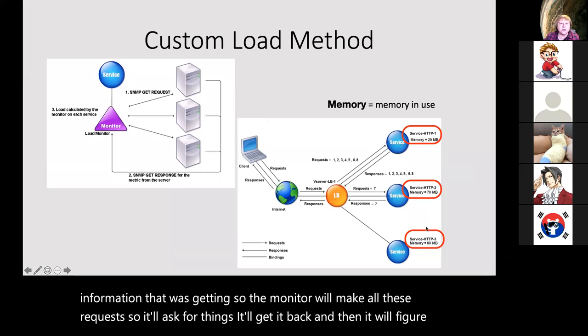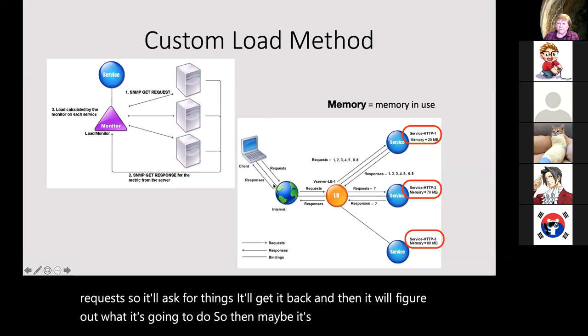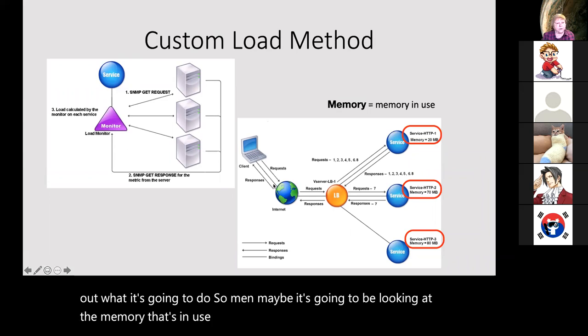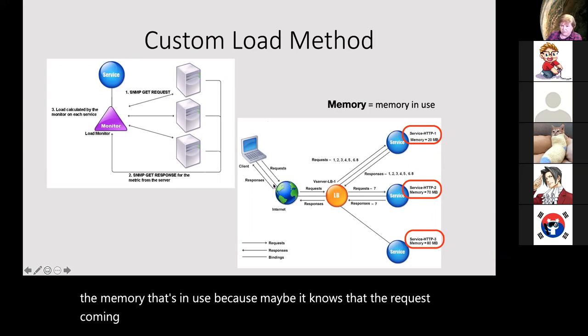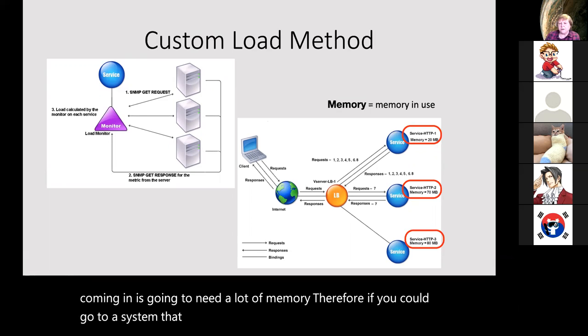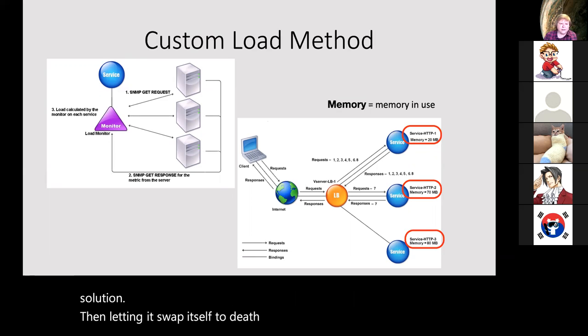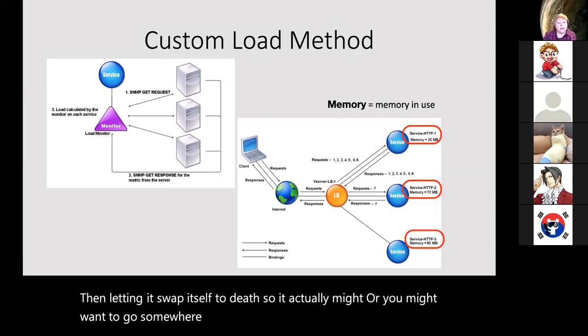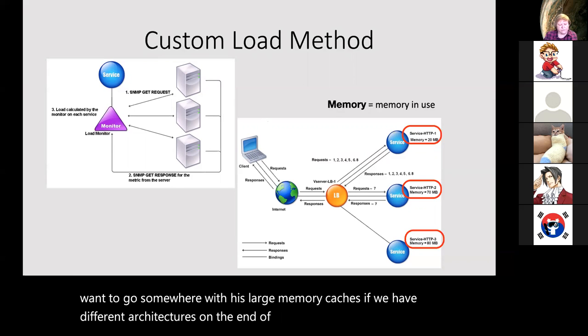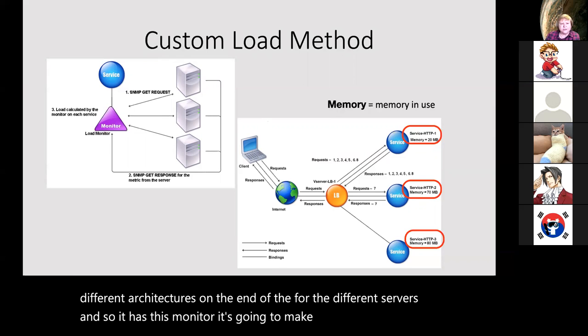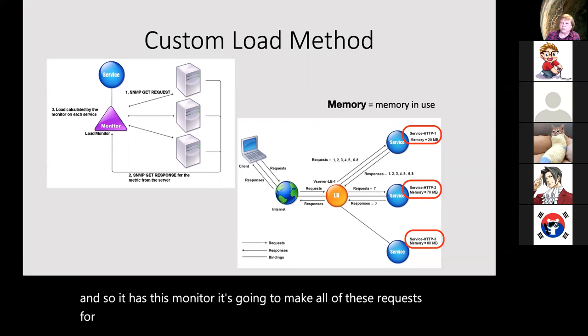Maybe it's looking at the memory in use, because it knows the incoming request is going to need a lot of memory. If you could go to a system that had a lot available, that might be a better solution than letting it swap itself to death. Or you might want to go somewhere with large memory caches, if you have different architectures on the servers at the end. So the monitor makes all of these requests for information and then calculates which one to send it to.